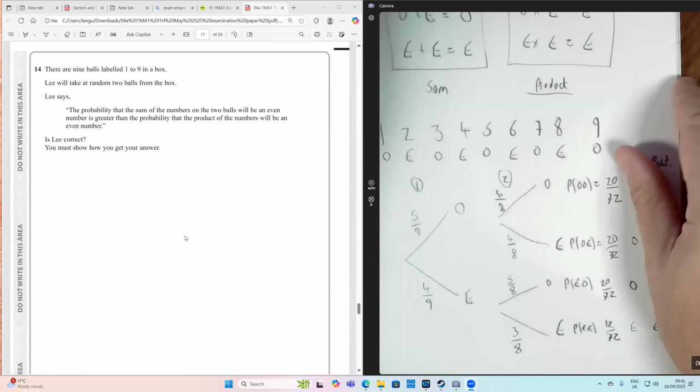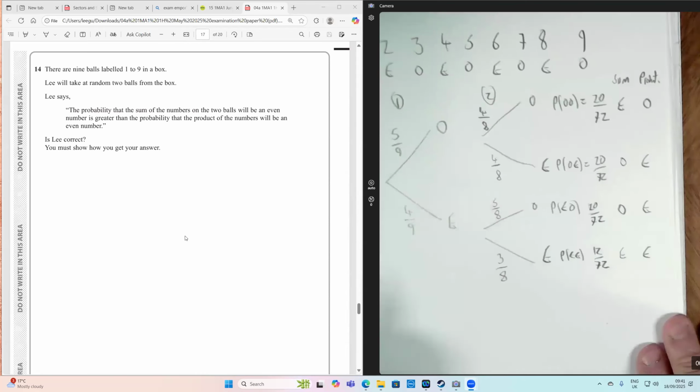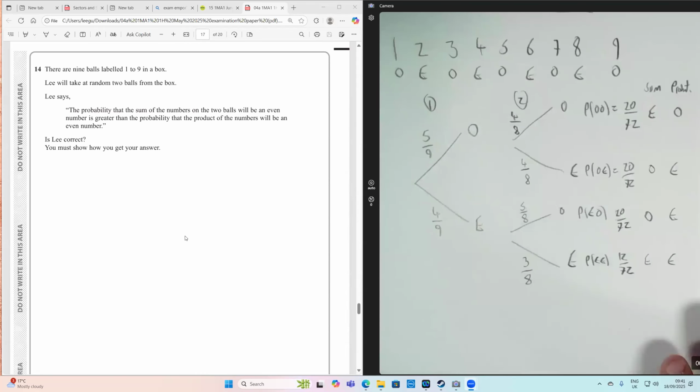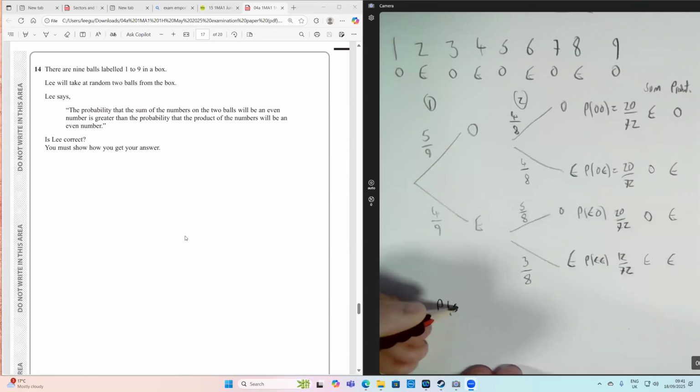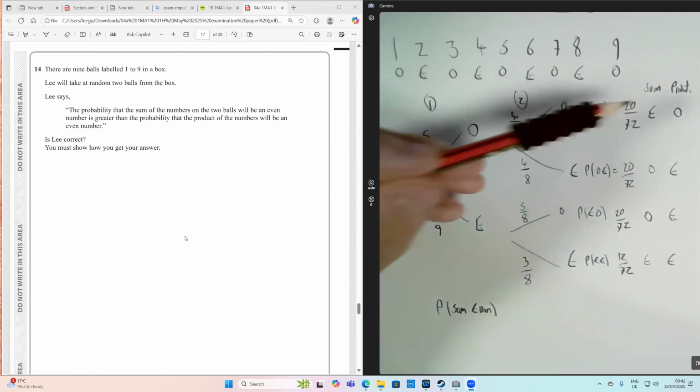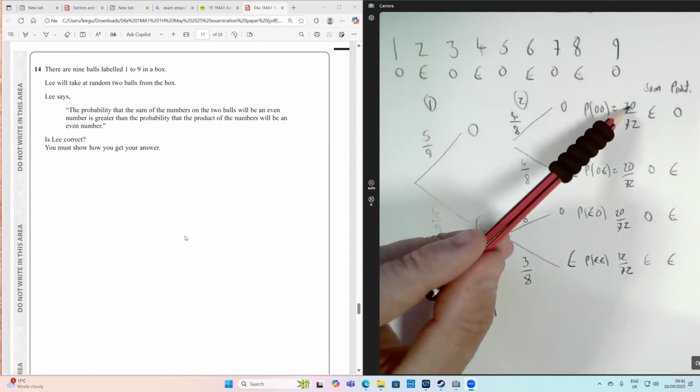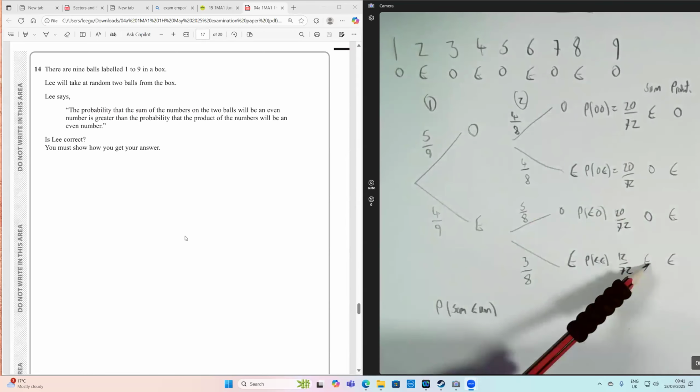So now we're almost in a position to answer this question. Let's see what it says. It says the following: the probability that the sum of the numbers on the two balls will be even. So the probability that the sum is even. Here's our sum. For even, we want that one and we want that one.